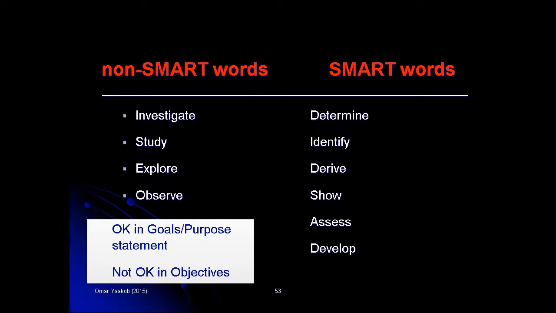How can you show that you have done investigation other than showing your whole thesis? The whole thesis is investigation. The whole research is investigation. The whole research is study. The whole research is explore. The whole research is observe. But within that, what have you determined? What have you identified? What have you derived? What have you shown? What have you assessed? What have you developed? Those are the actual objectives that are required here. So always remember, do not use this one in the objectives and use this one. Yeah, these are okay. This one not okay.